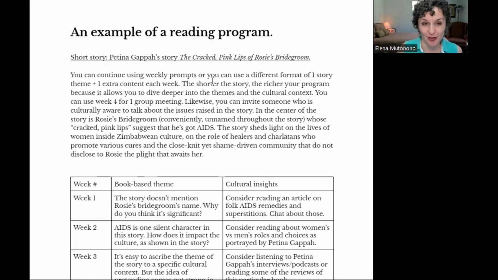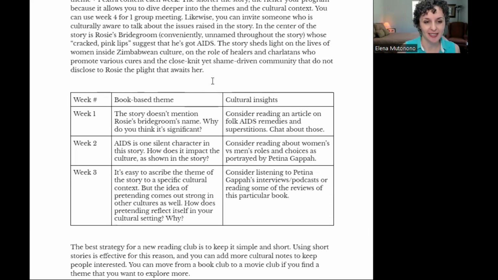And it's very short. It's literally 3 or 4 pages, but you can divide it here on book-based theme and cultural insights. That's how I decided to go about it. And for 1 week, I give the prompt: the story doesn't mention Rosie's bridegroom's name. Why do you think it's significant? So your students can share that in their recorded messages. And then you go into cultural insights, and that is usually your prompt number 2.